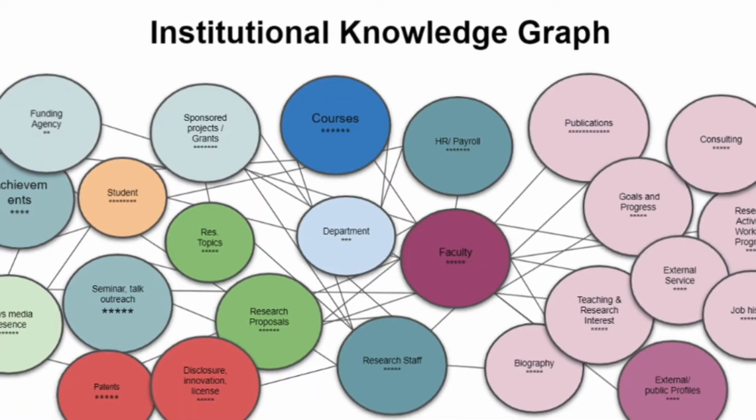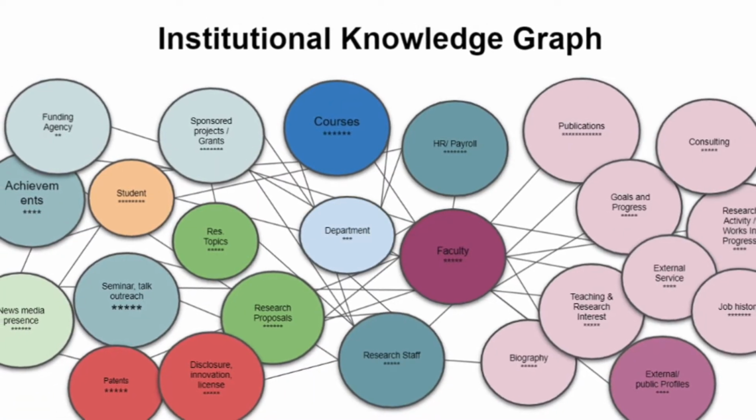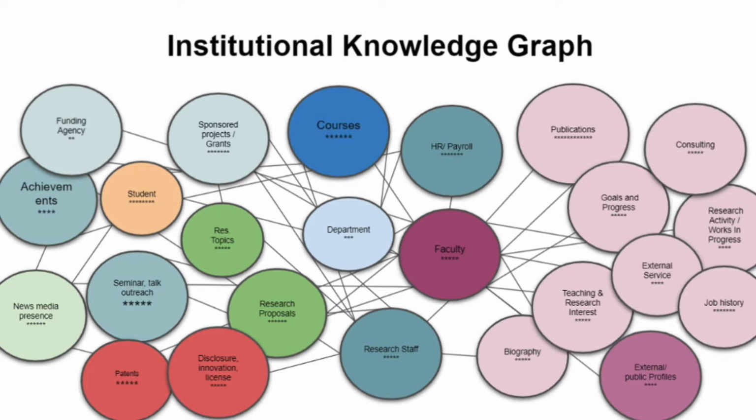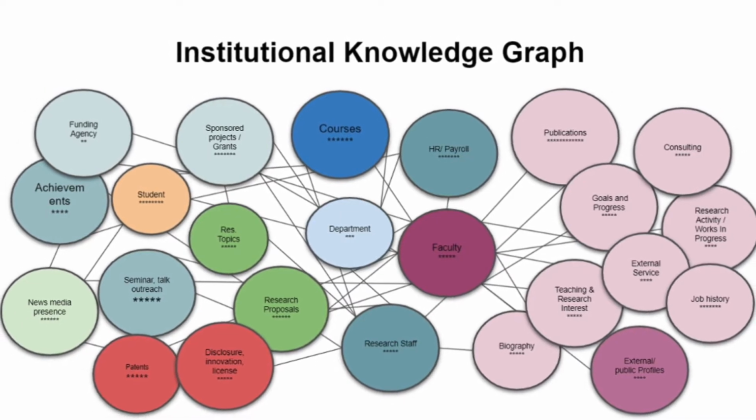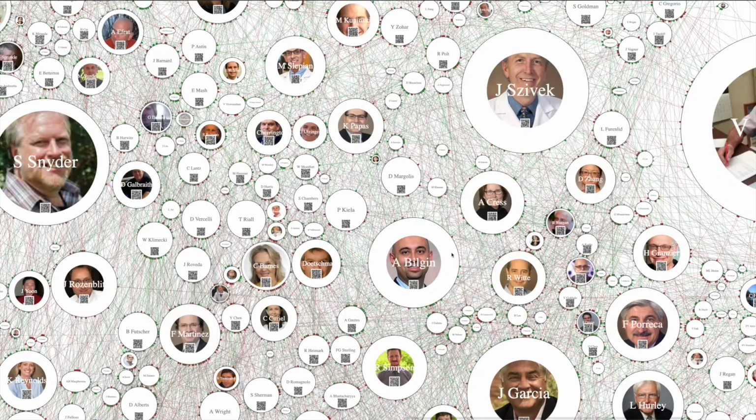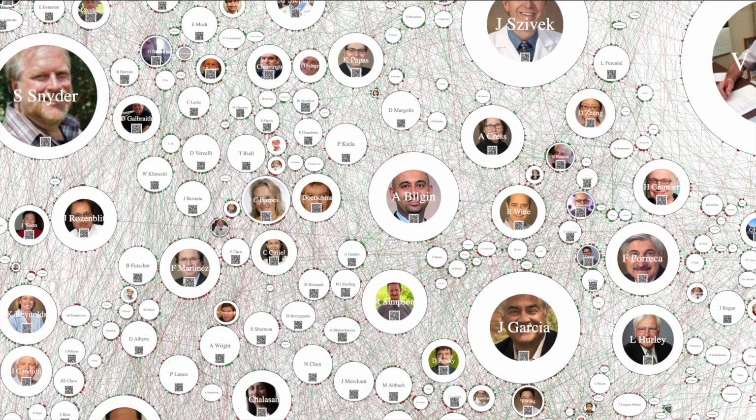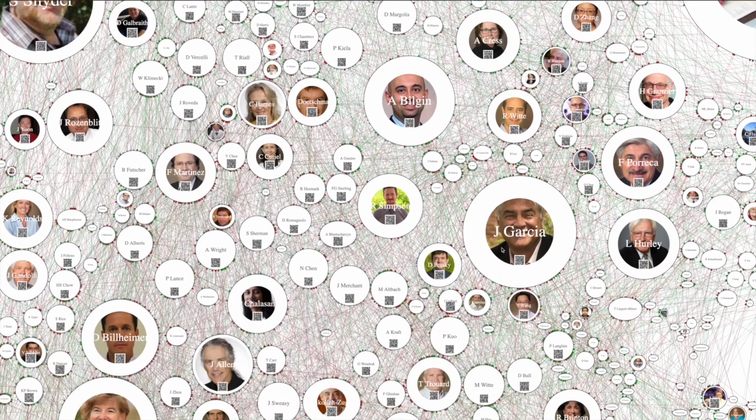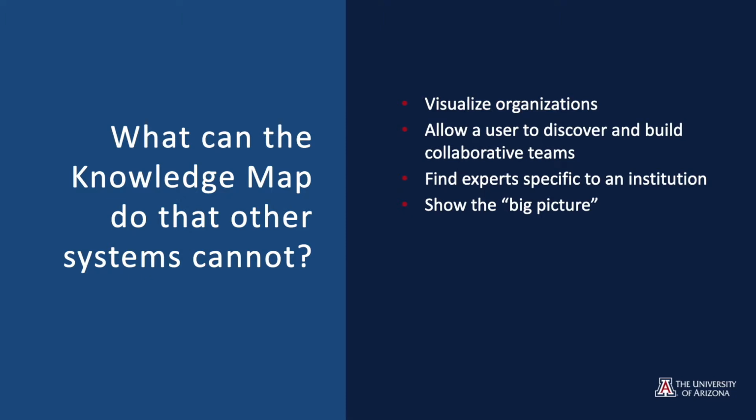The map is composed of a knowledge graph of connections between institutional research activities, such as researchers, faculty, grants, patents, proposals, publications, courses, and more. This graph helps to answer complex questions about the institute. It can visualize organizations, allow a user to discover and build collaborative teams, find experts specific to the institution, and most importantly, show the big picture of research.